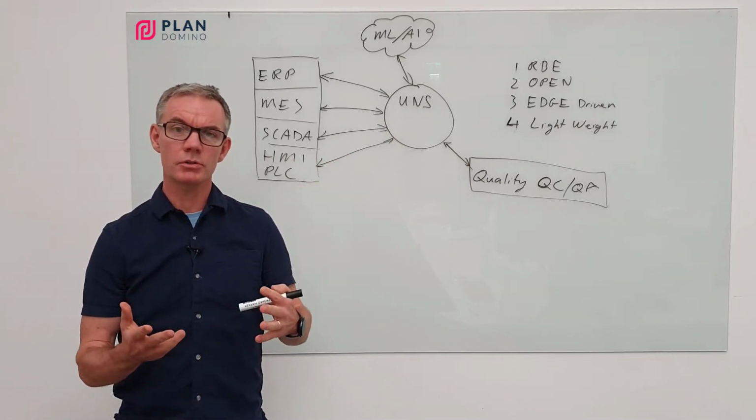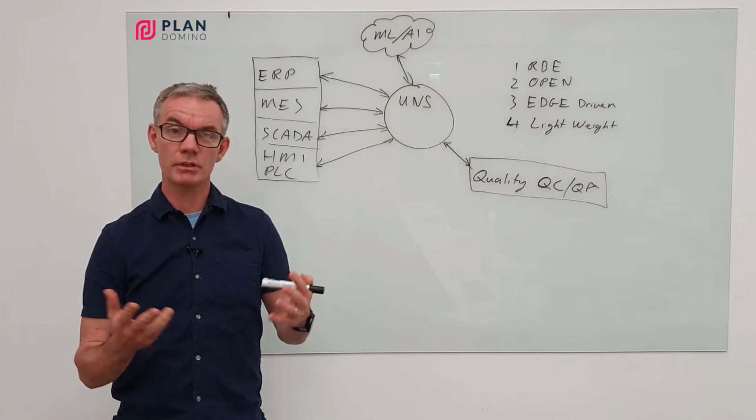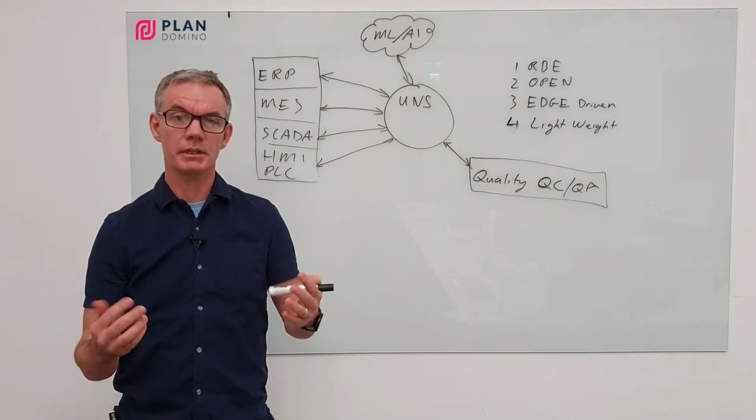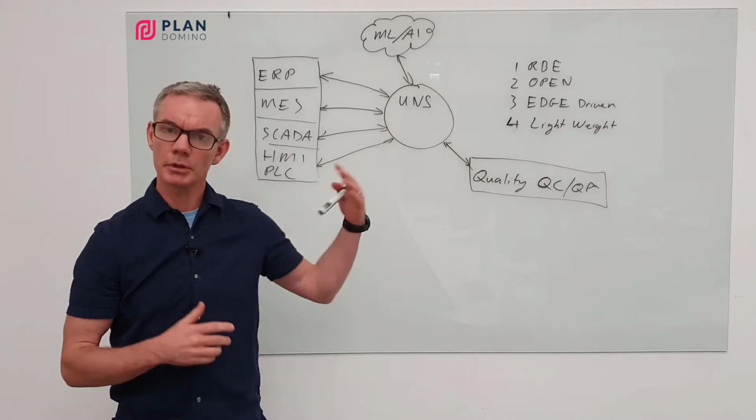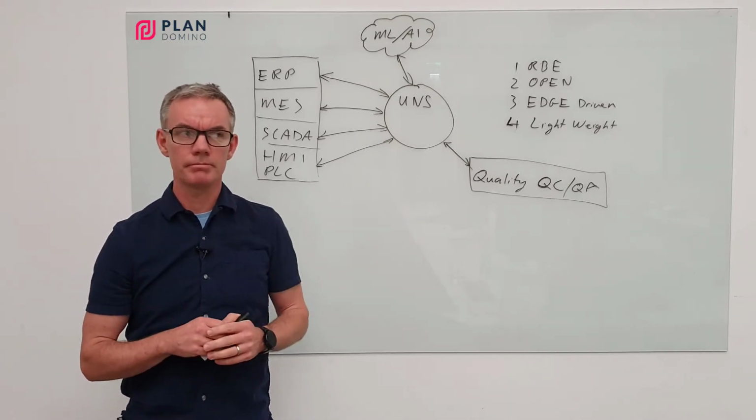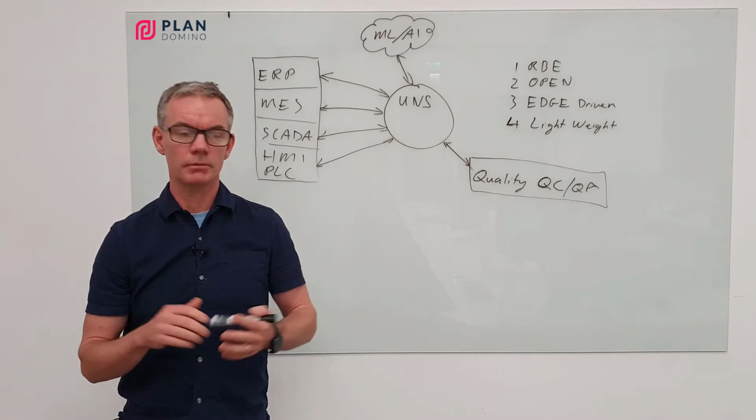In the previous video, we introduced the idea of the UNS, the Unified Namespace, or the integration layer. And this is basically for a manufacturing plant. So we want to move on to the labs, which is really what PlanDomino is interested in, and I would imagine most of this audience is interested in as well. And we want to talk about how it fits into this overall digital strategy.